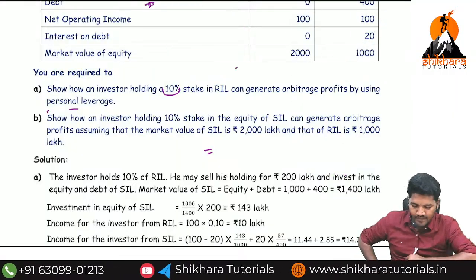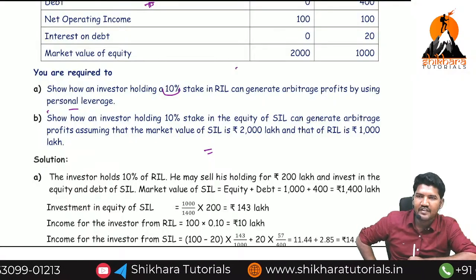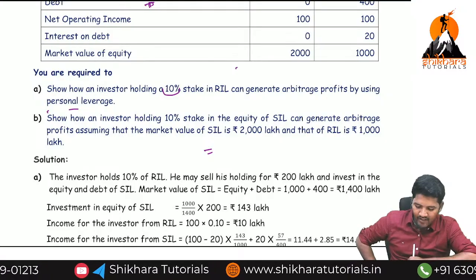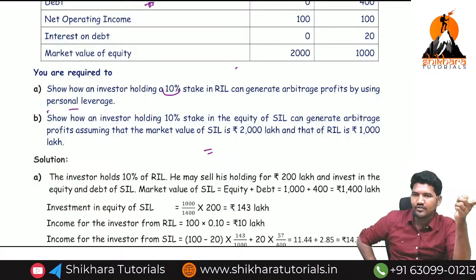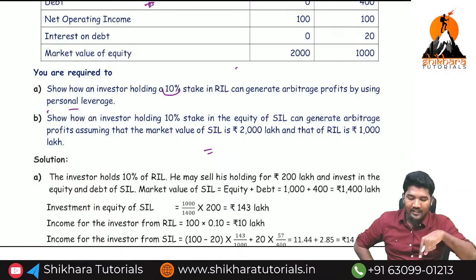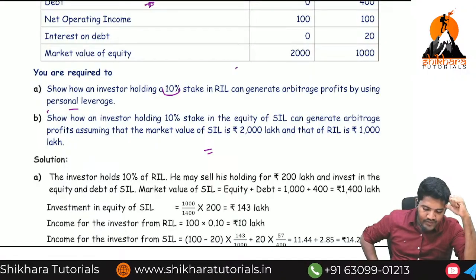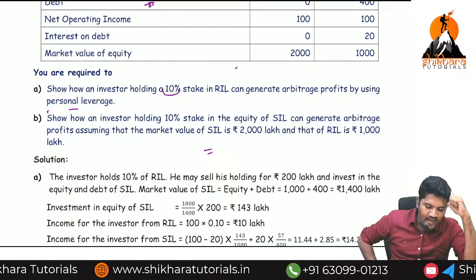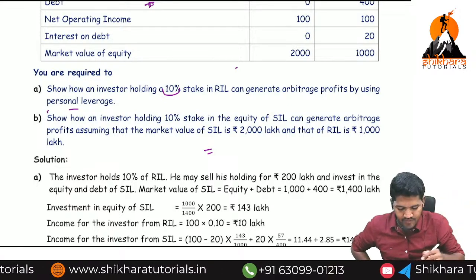You can observe case B. Show how an investor holding a 10% stake in the equity of SIL can generate the arbitrage profit. It means you are shifting from SIL to RIL. And the other point they provided: assume that the market value of SIL is rupees 2000 lakhs and RIL is 1000 lakhs. They changed the market values.